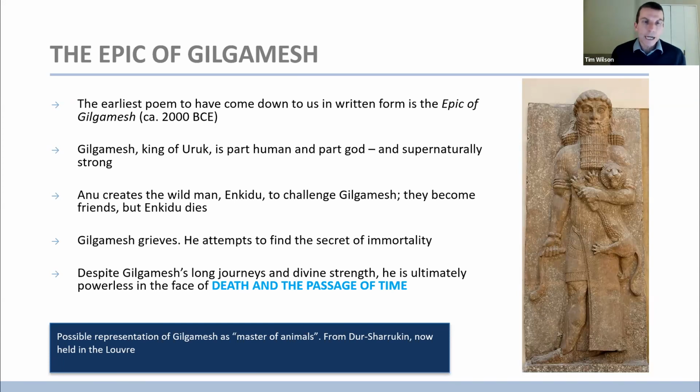Enkidu dies, and Gilgamesh is grieving, and again, the driving motive of this epic, like the Iliad, like the Odyssey, is what do we do in the face of mortality? So I'm facing loss. Gilgamesh is grieving at the loss of his friend. Achilles will grieve at the loss of his friend Patroclus.